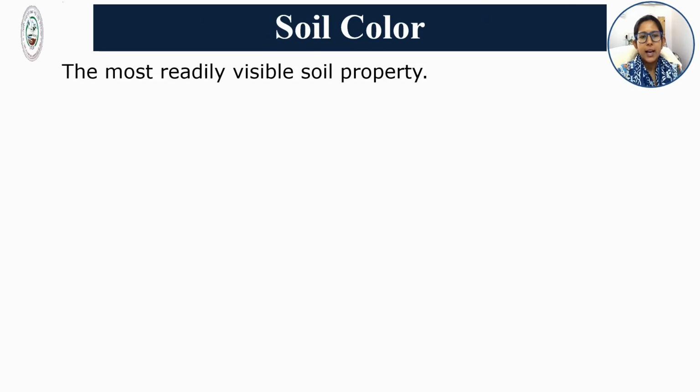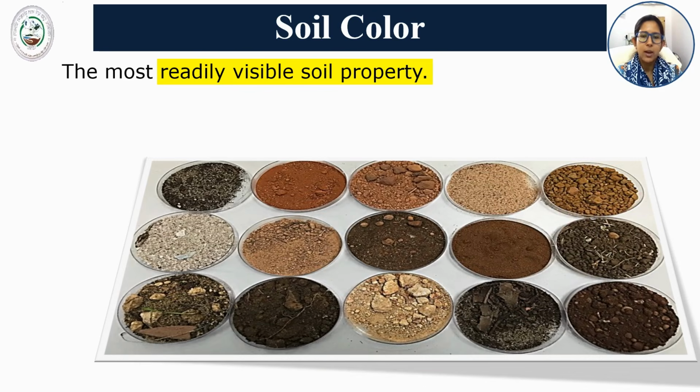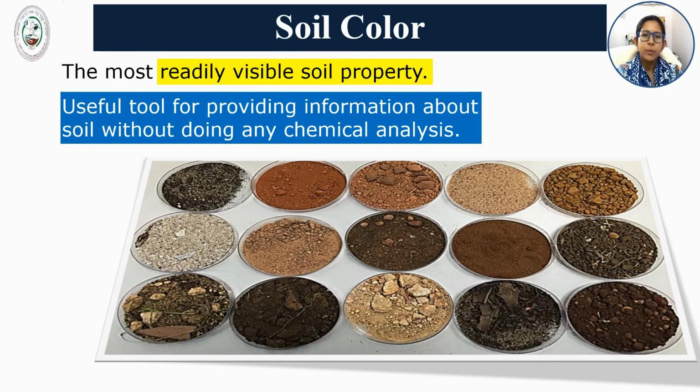Now, to begin with soil color. As most of us know, whenever we visually see any object, the most obvious thing which comes to our mind is the color, and the same with soil. Whenever we go to a field, the most obvious thing we notice about the soil is its color. From ancient times, soils have been classified primarily based on soil color, where we classified soil as black soil, red soil, yellow soil, brown soil, or gray soil, depending on the color it represents. And it is a useful tool for providing information about soil without doing any chemical analysis.